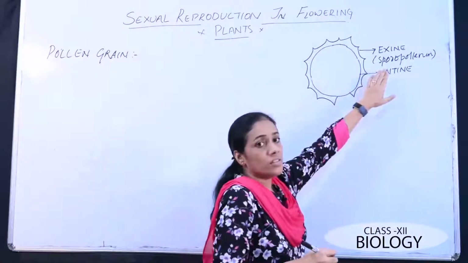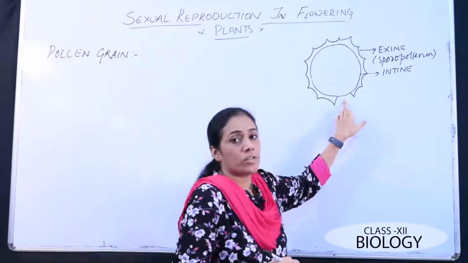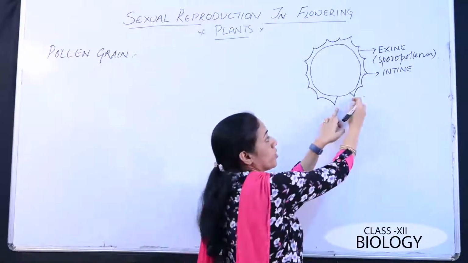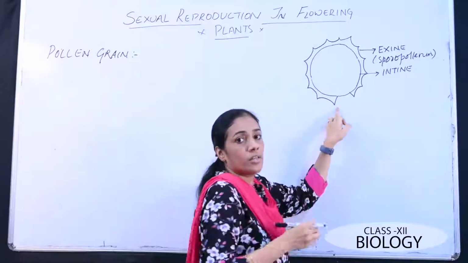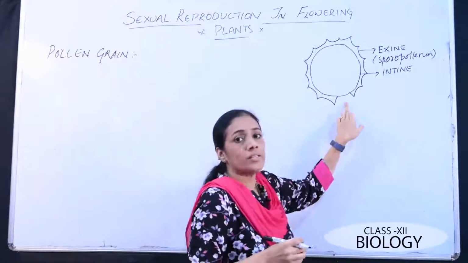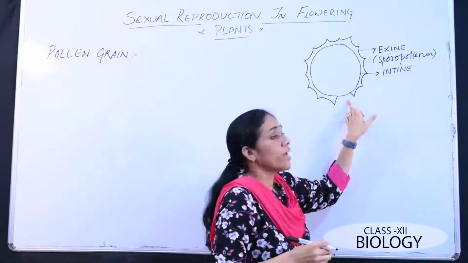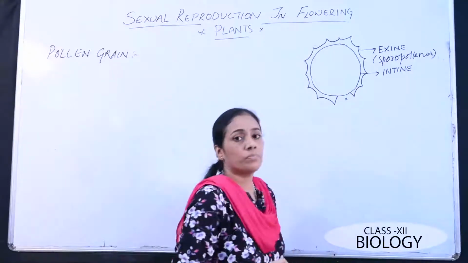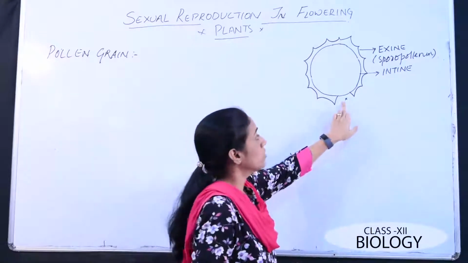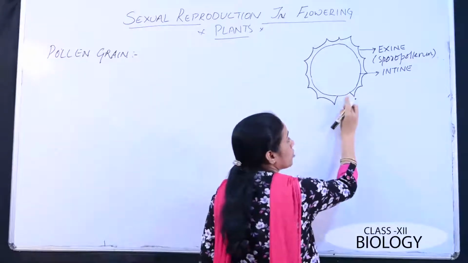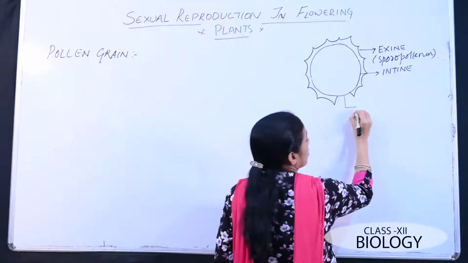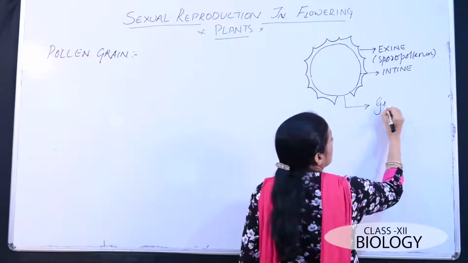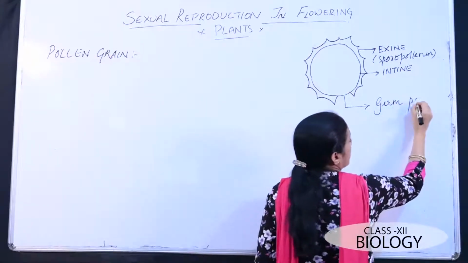But we see that at this particular point, there is a gap over here. You can see there is no continuity. At this particular place, the sporopollenin is absent. There is no sporopollenin over here. So this particular space is called the germ pore, where the sporopollenin is absent.